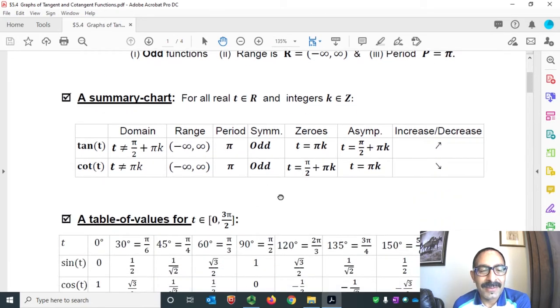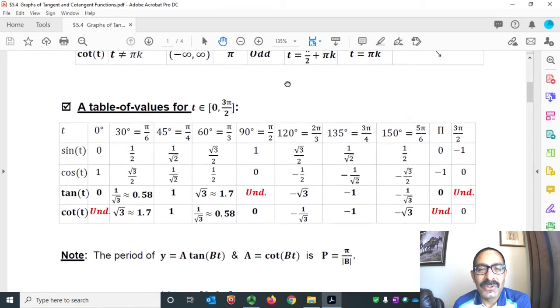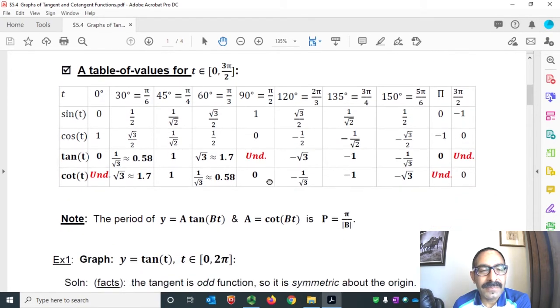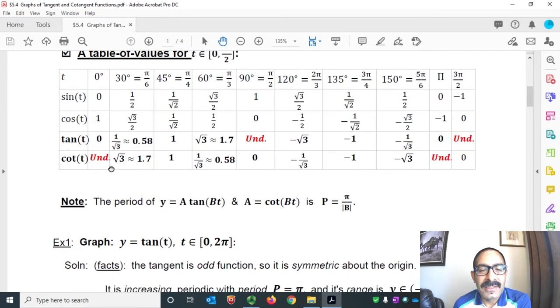Now next, let's talk about the table of values for t between 0 to 3 pi over 2. So here, we already know those values of sine t and cosine t. Now for the values of tan t, just divide the value of sine t by cosine t at those respective angles. So here, the tangent is increasing from 0 to undefined in the first quadrant. Similarly, the cotangent function is decreasing from undefined to 0 in the first quadrant. And similarly, we can find the values of tangent and cotangent in the other quadrants as well.